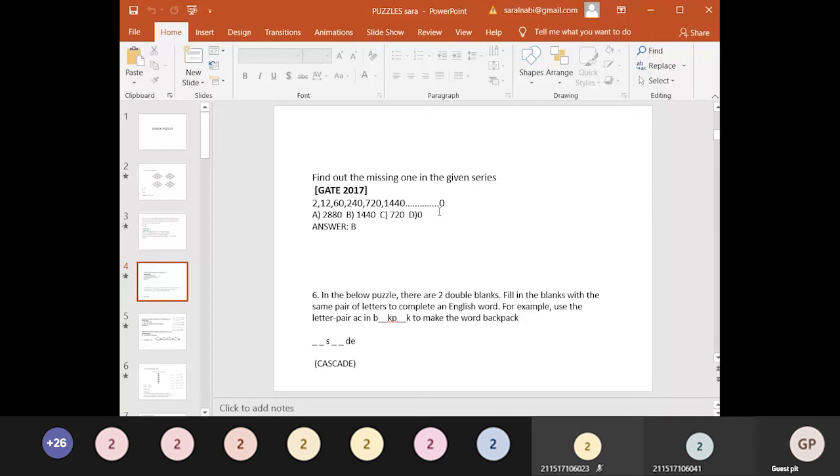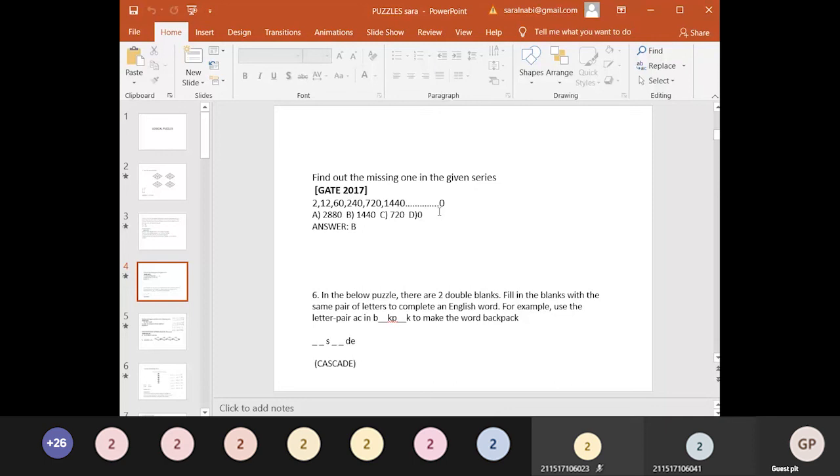So it should be multiplied by 1 here, so 1 into 1440, the same answer will come. At last it should be multiplied by 0, so the answer is 0. Is it clear for you? That's all. Likewise, we have to apply our knowledge. Come to the next one.